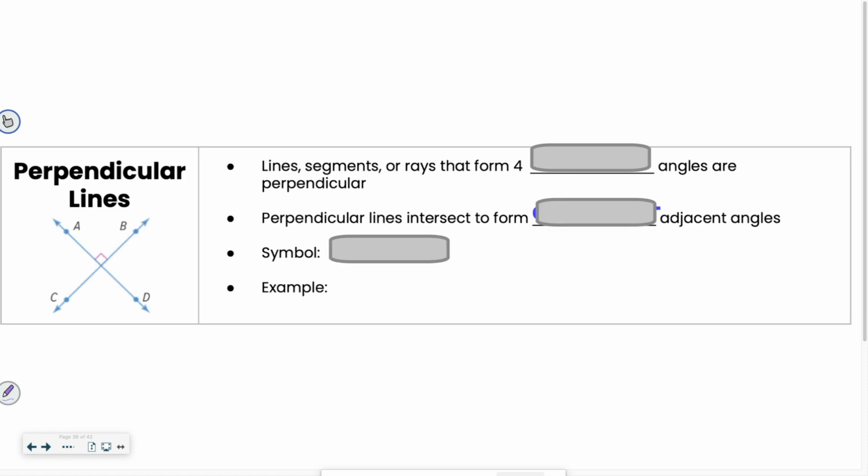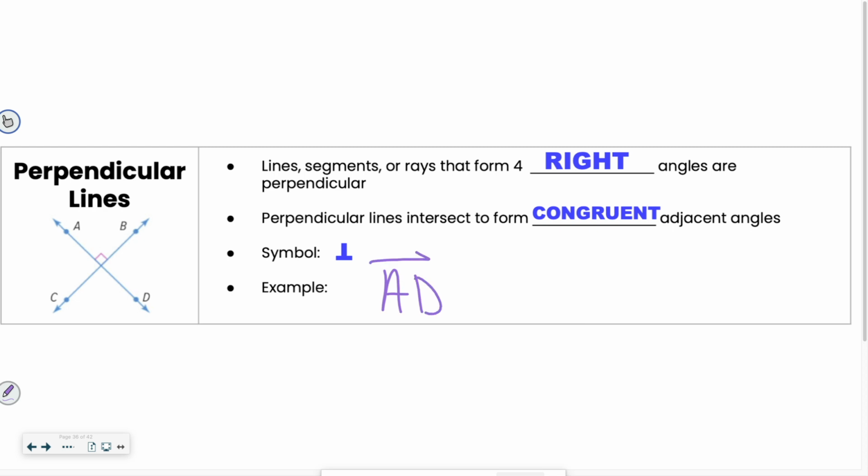So we're gonna write this down. Lines, segments, and rays that form four right angles are perpendicular. Perpendicular lines intersect and create congruent adjacent angles because they're all right angles. And then symbolically, this upside down capital T means perpendicular. So if you were to see it in your instructions, that's what that means. So if we wanted to write that line AD, with a line on top, is perpendicular to line CB.